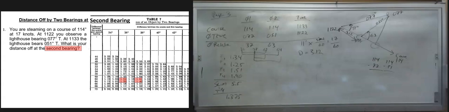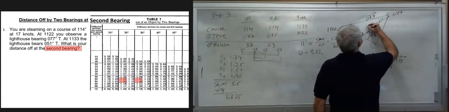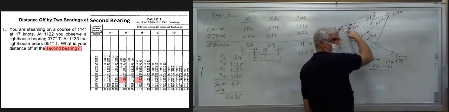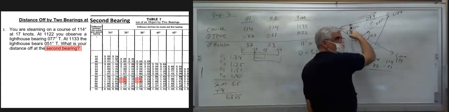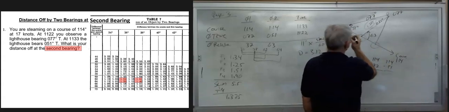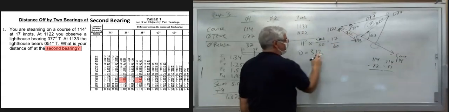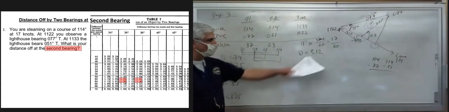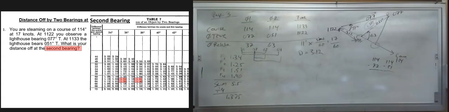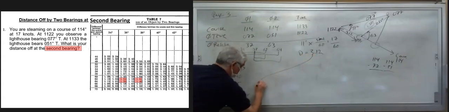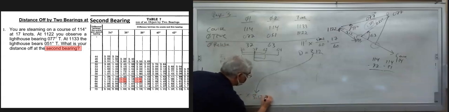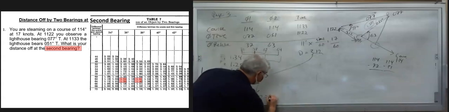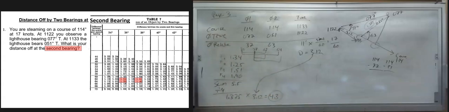What that's saying is that this leg is 1.375 times longer than this leg. Do I know how long this leg is, Nathan? I think we calculated it. The distance run is 3.12. This leg is 1.375 times longer than this leg. What am I going to do with the 3.12 and the 1.375, Nathan? I'm going to multiply this by the distance. And that equals 4.3. That's your distance off at the time of the second bearing.